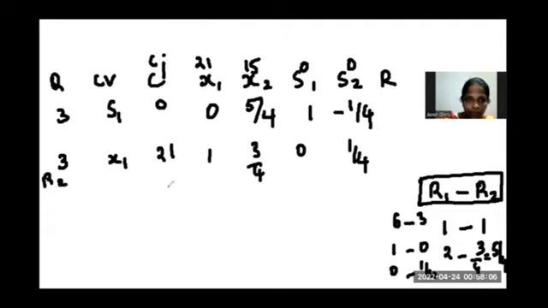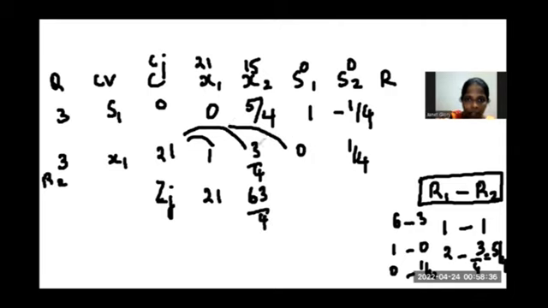Now we want to find out Zj. So Zj we obtain by multiplying the values of X1 with the contribution. So 21 into 1, it is 21. And then 3 by 4 into 21, 63 by 4. And then 0 into 21, it is 0. At last 21 into 1 by 4. It's 21 by 4.